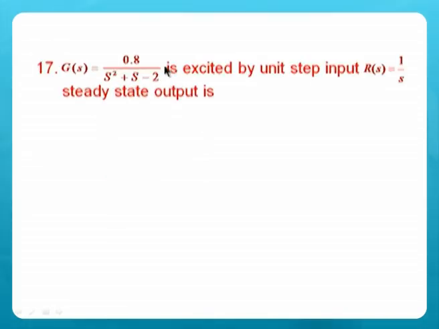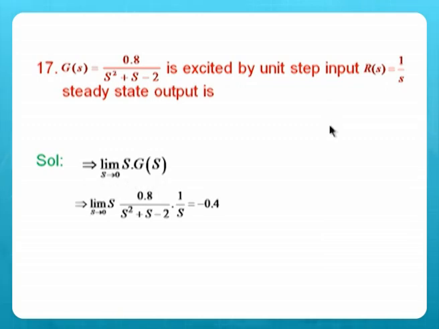You have another problem. G of s is given by this function. It is excited by a unit step input of r of s equal to 1 by s. So the steady state output is... we need to calculate according to the final value theorem, limit s tends to 0 of s times C of s. G of s is given here, substitute, and then you get the steady state output as 0.4.